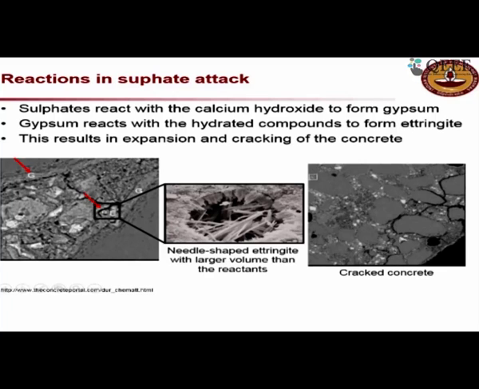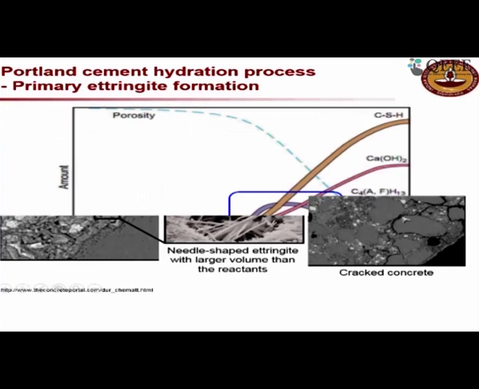As you can see here, these black lines indicate the crack locations, which are mostly around the aggregates, because of the interface between the aggregate and the cement paste. So if this is the aggregate, this is the cement paste, this interface is where the ettringite will start precipitating, wherever the void space is available, and eventually it will push and crack the concrete.